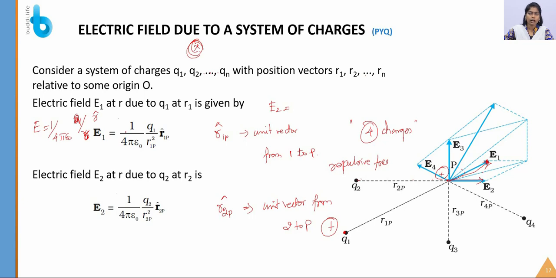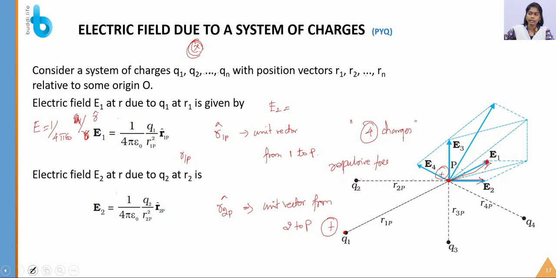So here E1 is equal to 1 by 4 pi epsilon naught, and instead of this capital Q, I am writing a small q1, divided by R1P squared. R1P is the distance between the charge Q1 and the point P. The point P is located here. What is the electric field E2 at R due to Q2 at R2? It is similar. By substituting the data in this formula, we will get this expression.